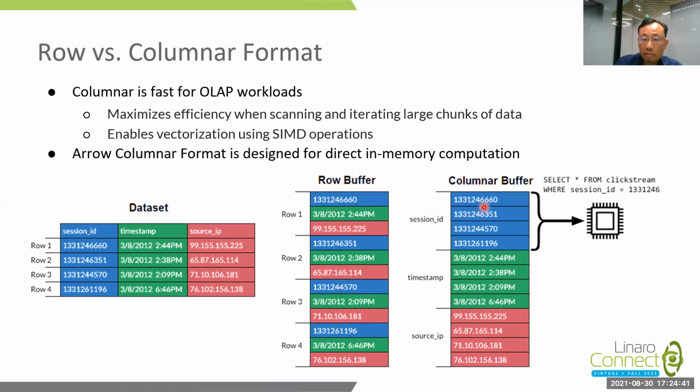But for columnar buffers, we can read only the source IP in, so there's no extra overhead, and the source IPs are packed together, so it's also easy to enable vectorization optimizations. So this is a big win. The columnar format is very suitable for OLAP, for analysis workloads.